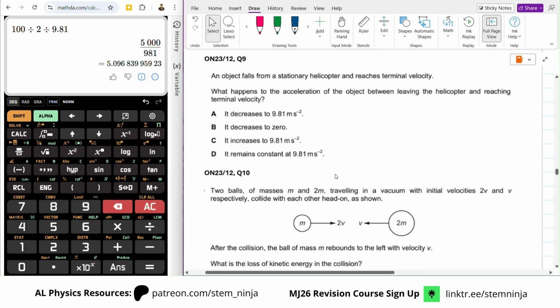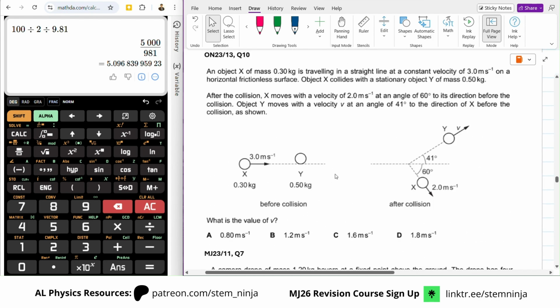Okay, let's see some paper 2 questions also. Wait, I think we can do this. An object X of mass 0.3 kg is traveling in a straight line at a constant velocity of 3 meters per second on a horizontal frictionless surface. Object X collides with a stationary object Y of mass 0.5 kg. After the collision, X moves with a velocity of 2 meters per second at an angle of 60 degrees to its direction before the collision. Object Y moves with a velocity V at an angle 41 degrees to the direction of X before collision. What is the value of V?